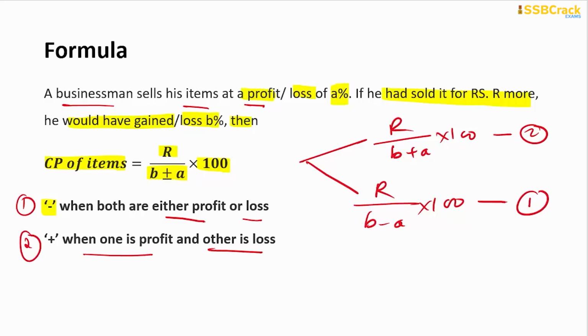Alright. So remember, in the denominator, plus will come when A and B are opposite in sign. Opposite in sign in the sense, A can be loss, B can be profit, B can be loss, A can be profit, like that. And when A and B are of similar sign, means both profit or both loss, then we shall use the formula of a difference, R upon B minus A into 100. So let's check an example then.